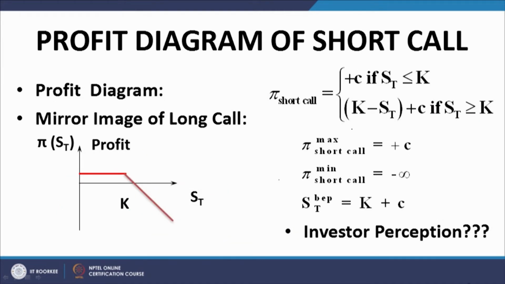As far as the short call is concerned, it is the inverse, it is the mirror image of the long call, and you can make that out from this profit diagram, and you can also make it out from the profit function here. The maximum profit that you have is the premium that you receive, because obviously you cannot go beyond that. There will be no situation in which you will get a profit above the premium. The maximum loss is unlimited, corresponding to the maximum profit of the party who is long in the option, and the break even point is again K plus C.